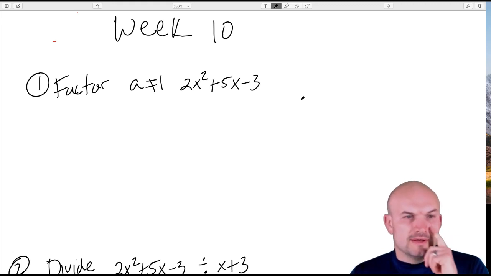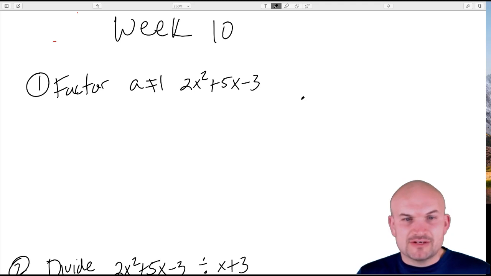All right, so let's go ahead and get started. The first one is factoring when a is not equal to 1.